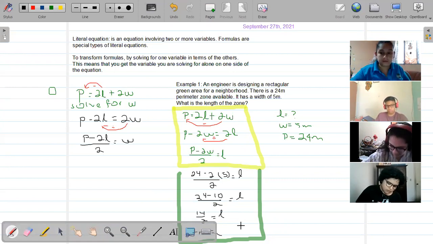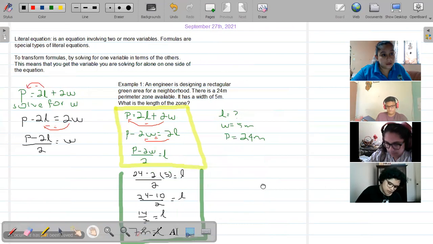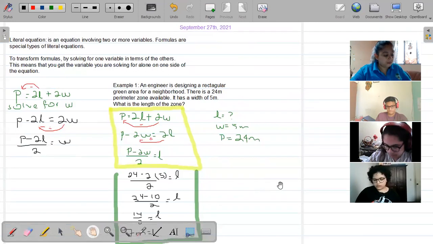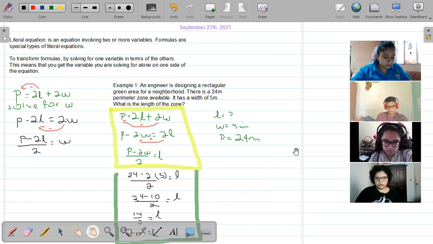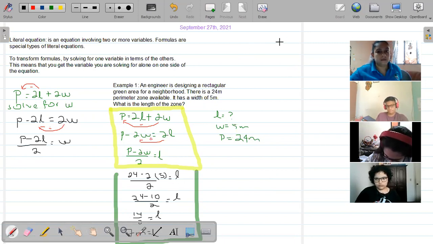Questions so far? No? Okay, let's do another example. I'm going to move this to one side. Okay, give me a second. We're going to use now just to transform. We're going to transform a formula for area. We're going to transform the formula of the area of a triangle.